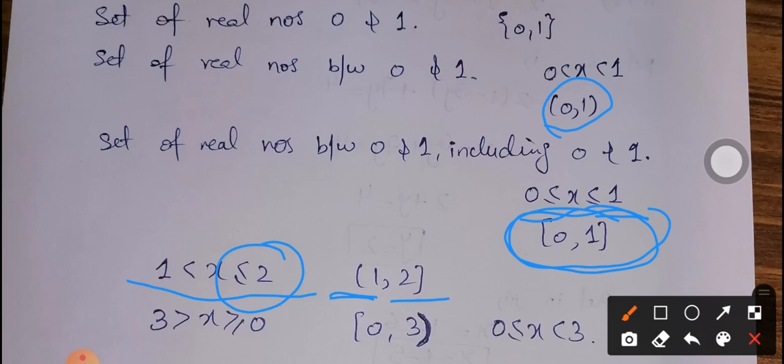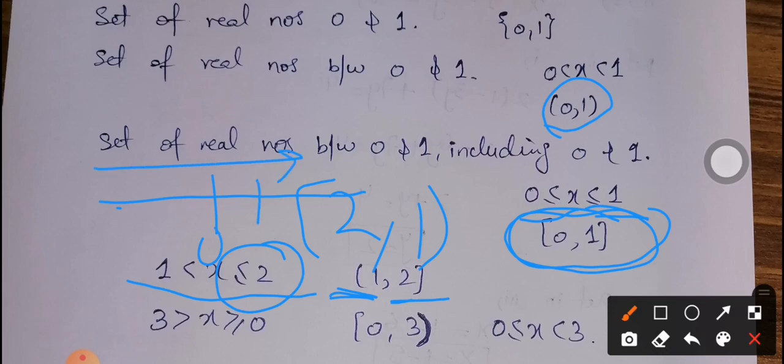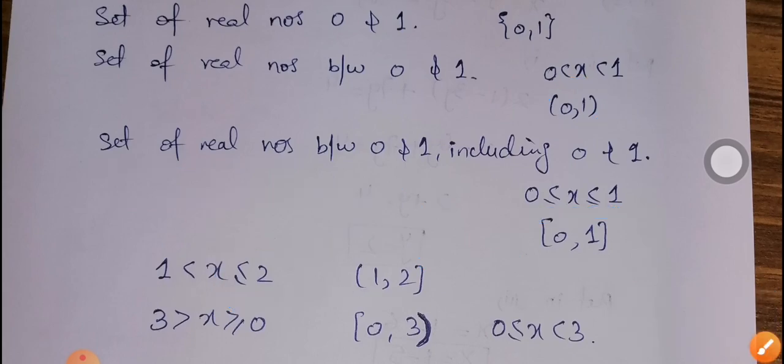One more thing about the interval: whenever you write down an interval, you have to follow the pattern of the real line, that is, the smaller number should come first and then the greater number. For example, you cannot write the interval 2 to 1, because on the real line we move from left to right, not from right to left. So we have to follow the pattern of the real line, that the smaller number must come first as the endpoint, and then the greater number.